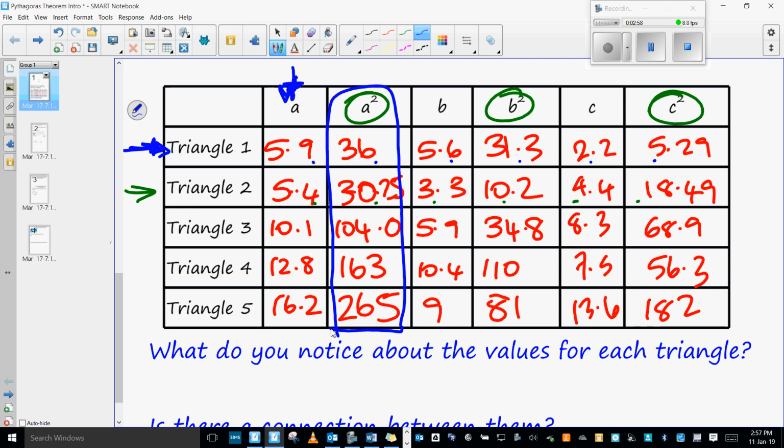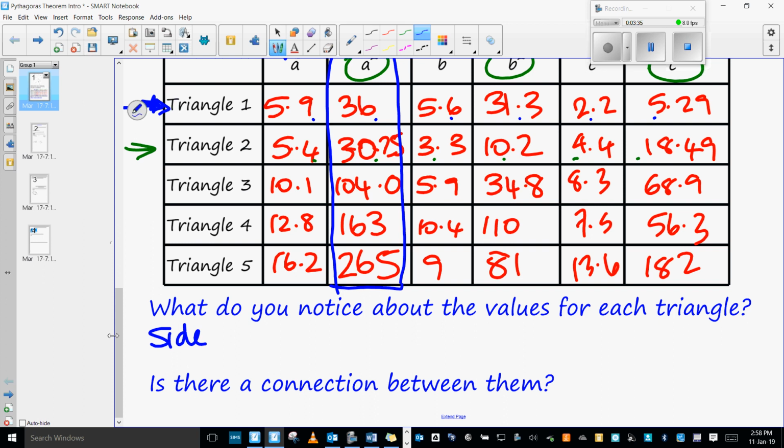This one here is 5.9, yes? Is that bigger than 5.6 and 2.2? Yeah. This one here was 5.4. Is that bigger than 3.3? Yeah. Is it bigger than 4.4? Yeah. Great. So so far we've had the biggest one. This one's 10.1. Is that the biggest? Yeah. This one? Yeah. So what can we say about side length A?